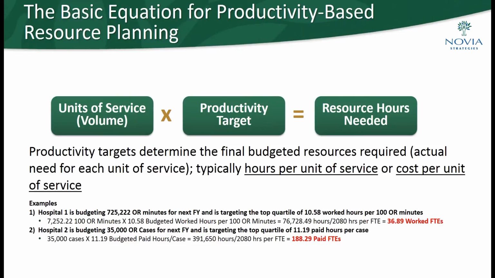Hospital 2, they are using cases, and they've budgeted 35,000 cases. They're using paid hours per case, so the 11.19 paid hours per case. Do the multiplication, divide by hours per FTE, and then they have a budgeted number of 188.29 paid FTEs. So this is just the math behind the traditional approach to productivity measurement.